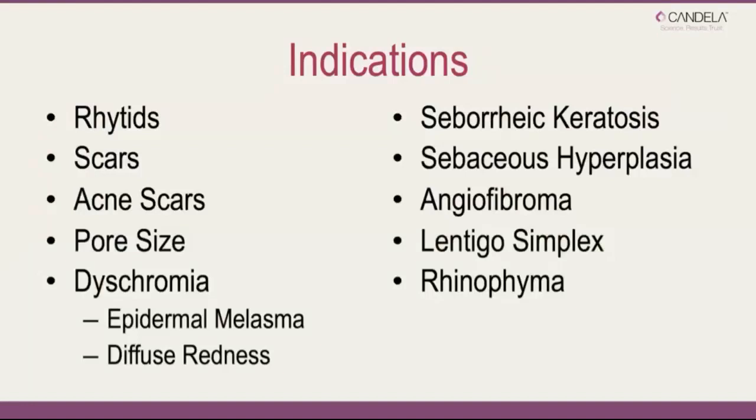So laser resurfacing, carbon dioxide laser resurfacing, is very versatile. Yes, we can treat rhytids, we can treat scars, and we can also address pore prominence, dyschromia, including melasma, and redness of the skin, and also seborrheic keratosis, sebaceous hyperplasia, other lesions such as angiofibroma, lentigo simplex. And rhinophyma is a fantastic indication. These are patients who have enlargement, distortion of the nasal tissues, and treating them with the CO2 laser, I find, can be transformative.